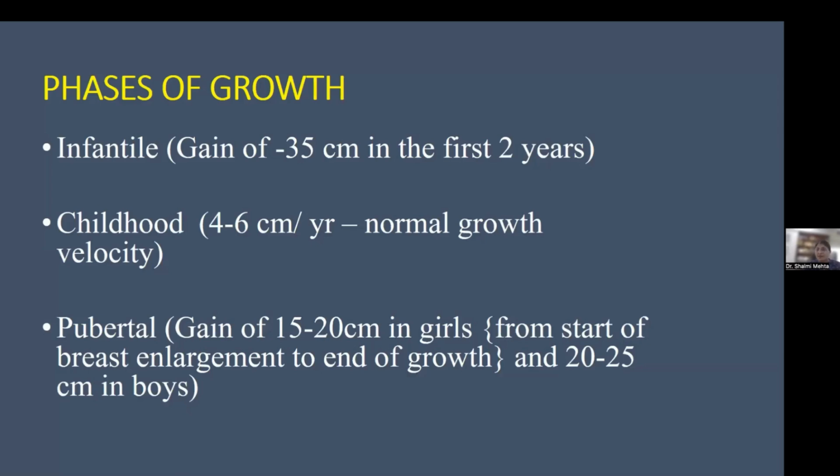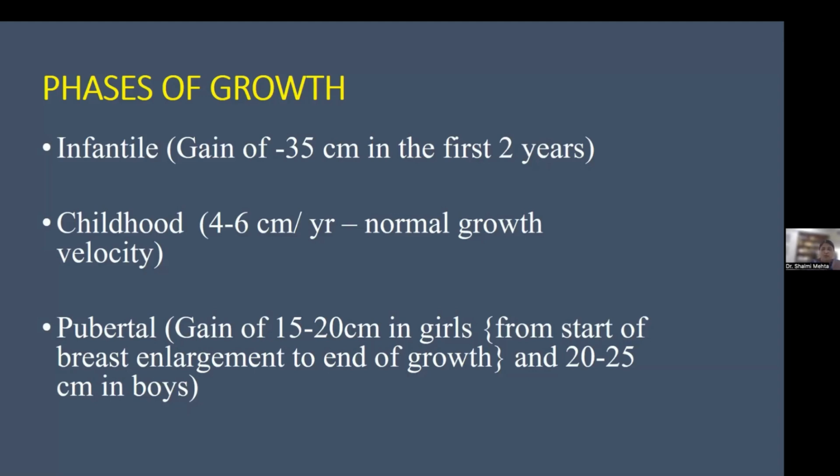After this phase is over, they will settle down to a normal growth velocity of 4 to 6 centimeters per year. So you must have heard the doctors talking a lot about growth velocity. So what is growth velocity? Very simple. How many centimeters would you grow in a year? That is called a growth velocity, right? Normal in the childhood phase being 4 to 6 centimeters per year.